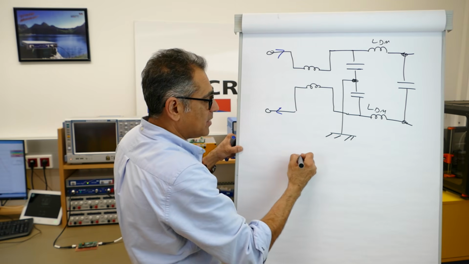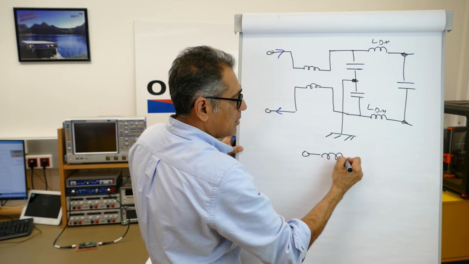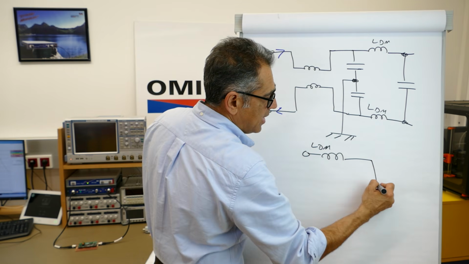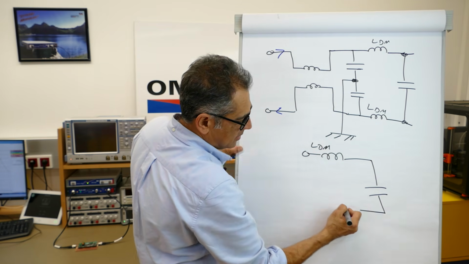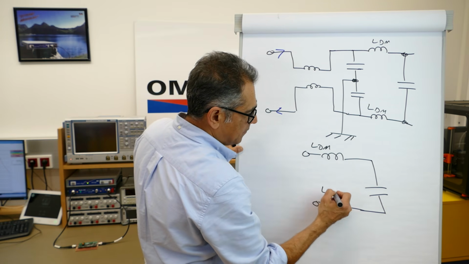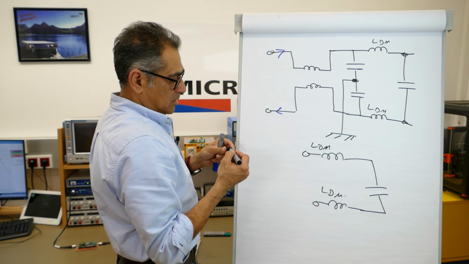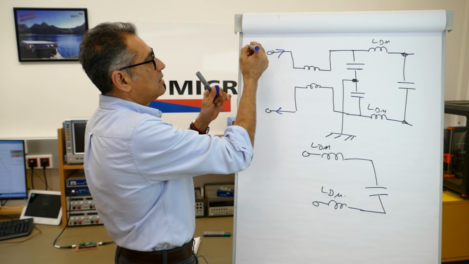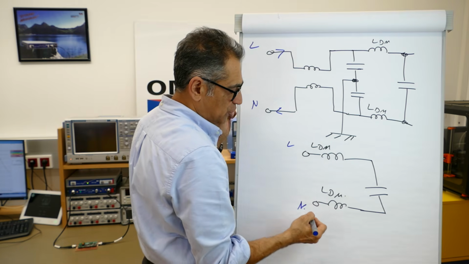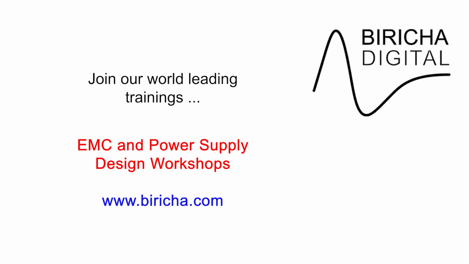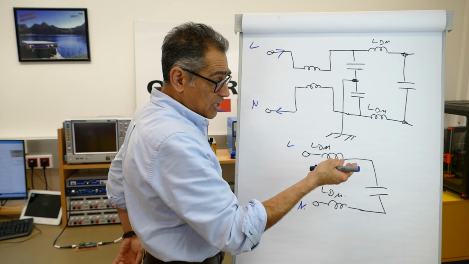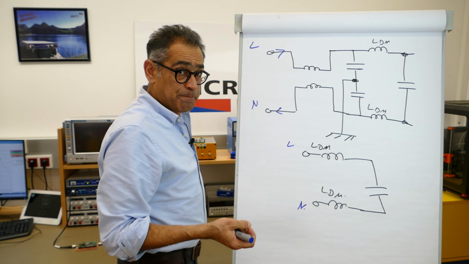So I therefore end up with my differential mode inductance there, my differential mode capacitor, and my differential mode inductance on the way back. This is my line, this is my neutral, this is my line, and this is my neutral. So in an ideal world, I'd like to measure the insertion loss of this filter.